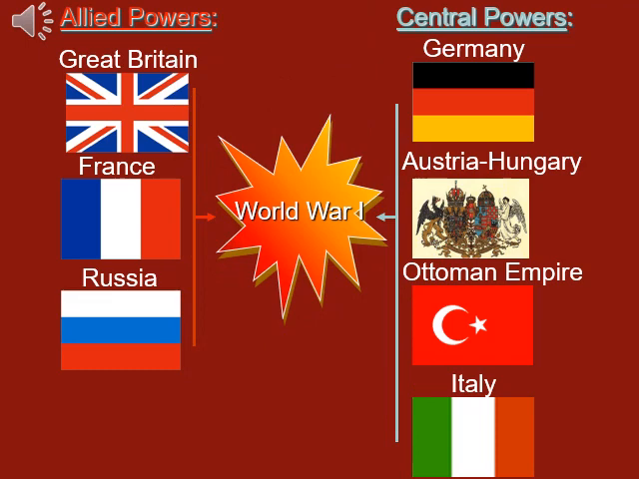That gives us the beginning in 1914 of World War I, with Great Britain, France, and Russia as the Allies, fighting against Germany, Austria-Hungary, Italy, and now the Ottoman Empire, the Central Powers.